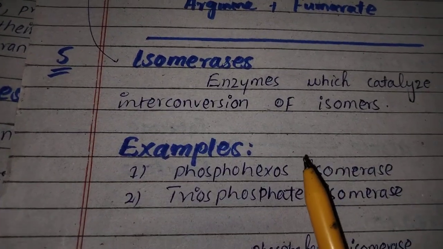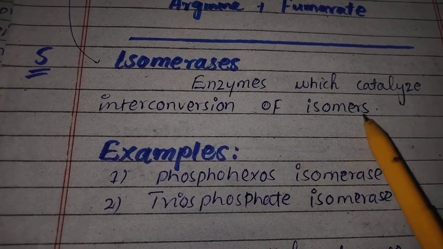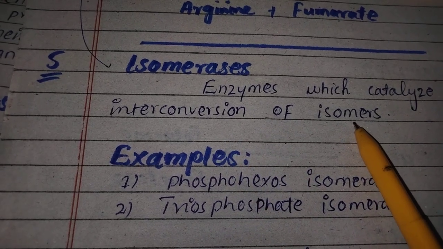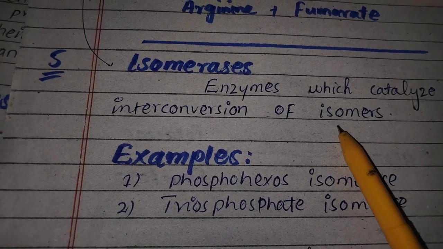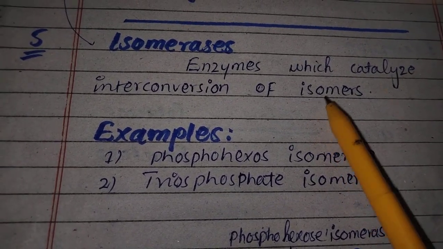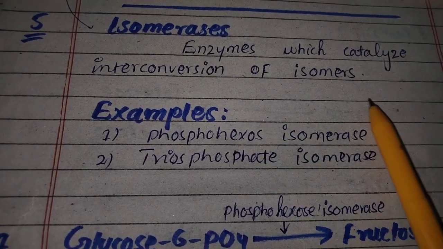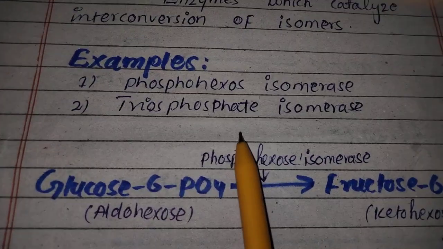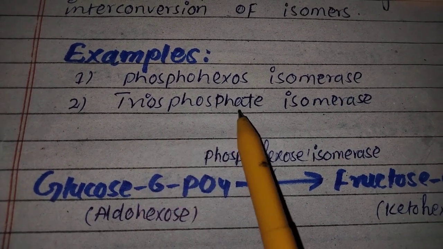Fifth class of enzymes, that is isomerases. Isomerases are the enzymes which catalyze interconversion of isomers, and isomers are the compounds which have same molecular formula but different structural formula. Like glucose and fructose, both are isomers of each other and they have same molecular formula like C6H12O6, but their structural formula are different, as glucose contains aldehyde group while fructose contains ketone group. Here are examples: phosphohexose isomerase, second one is triose phosphate isomerase.